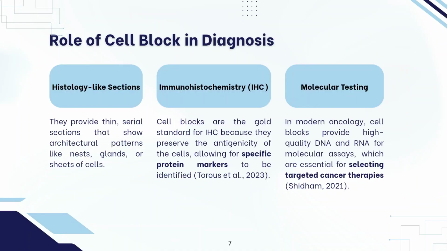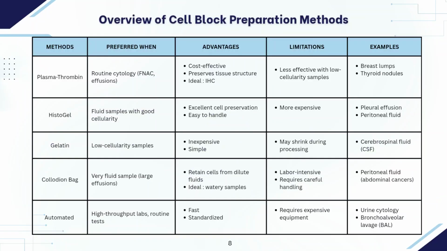Finally, the cell block is essential for advanced diagnostic testing. It provides thin serial sections that reveal architectural patterns like nests and sheets. It is considered the gold standard for immunohistochemistry because it preserves the integrity of cellular protein. Furthermore, in modern oncology, this block provides the high-quality genetic material required for molecular assays, which are essential for selecting targeted cancer therapies. Next, I will be presenting an overview of cell block preparation methods, focusing on various techniques used to preserve cells for diagnostic studies.